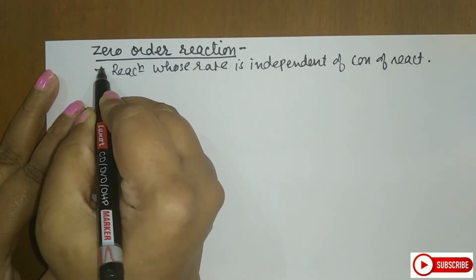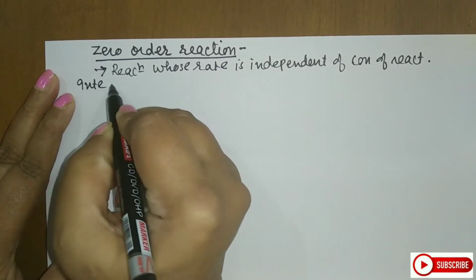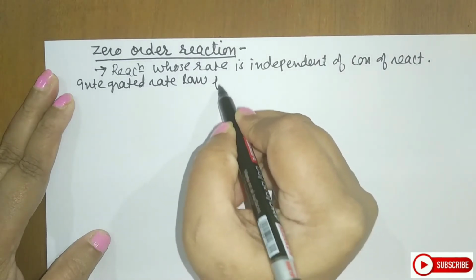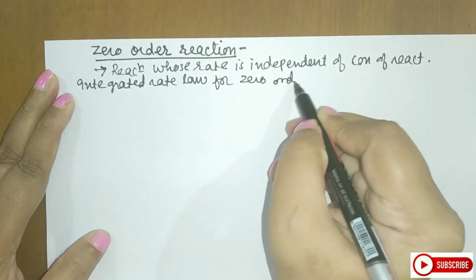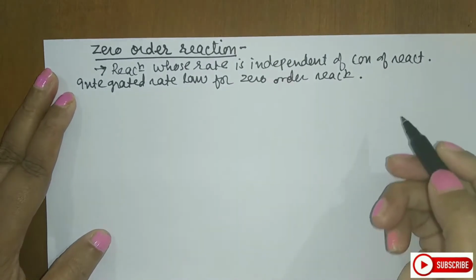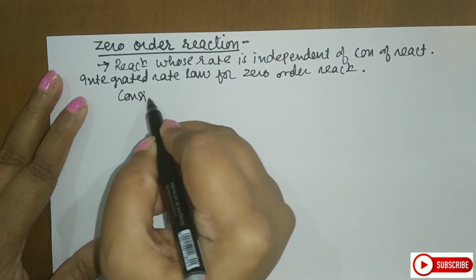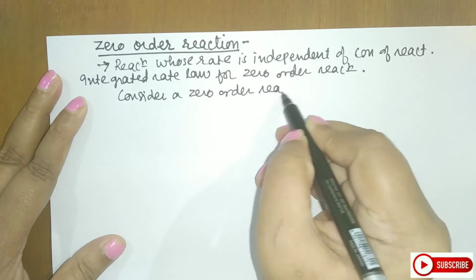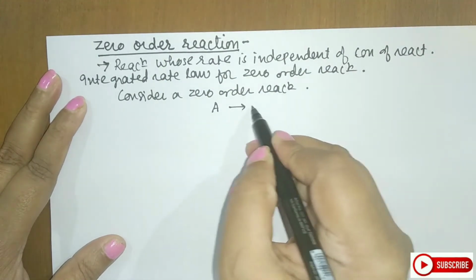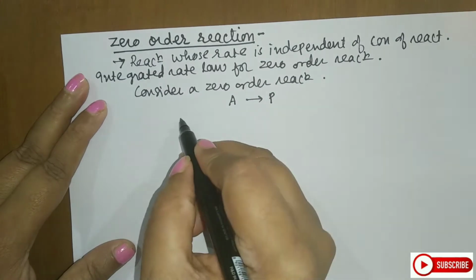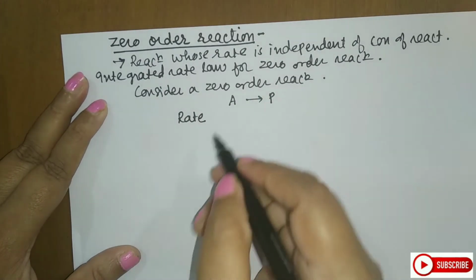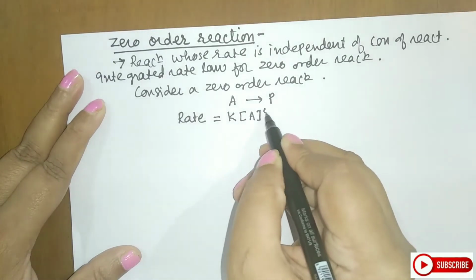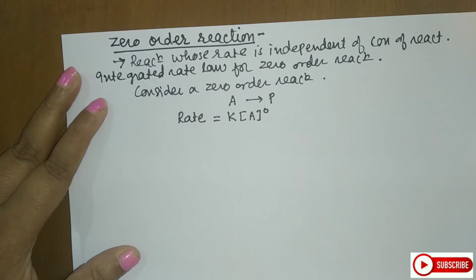So let us see the integrated rate law for zero order reaction. Here, let us consider a zero order reaction, that is A goes to product. Now according to the rate law, I will write rate is equal to K active mass of A raised to 0, because it is independent of the concentration of the reactant.